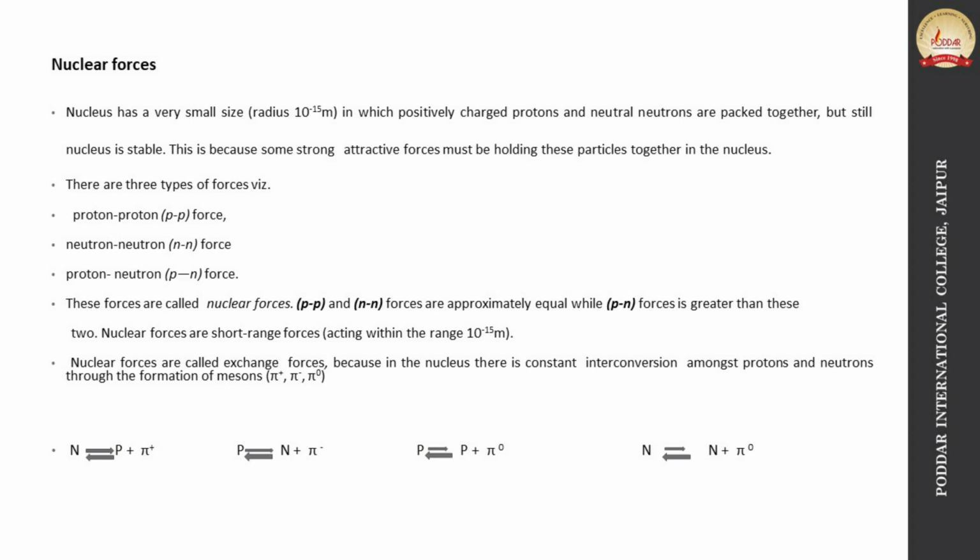Now the meson plays a very important role in the nucleus. Mesons are of three types: positive, negative, and neutral. The neutron and proton are attracted by the positive meson, the proton is attracted by the neutral meson, and the neutron is attracted by the neutral meson. The meson is represented by pi: positive meson is pi positive, negative is pi negative, and neutral is pi 0.